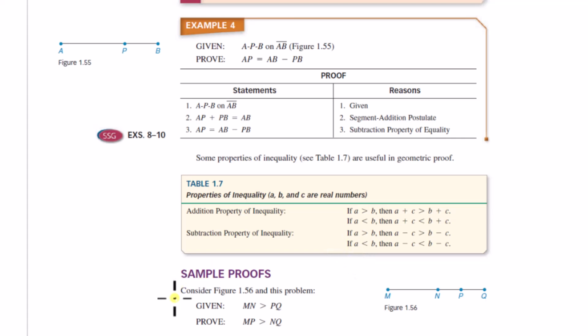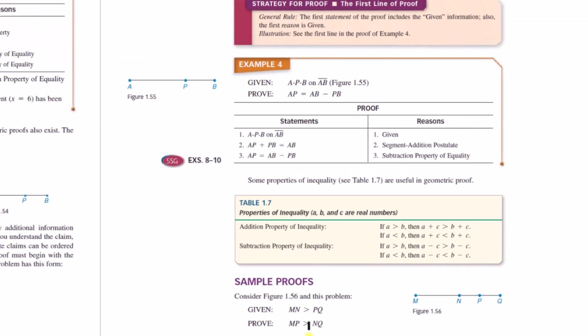All right, sample proofs. Consider figure 1.56 in this problem. You could write this as M-N-P-Q on segment MQ. That's how you could write that. So we're given that the length of MN is greater than the length of PQ. Prove that MP is greater than NQ. All right.